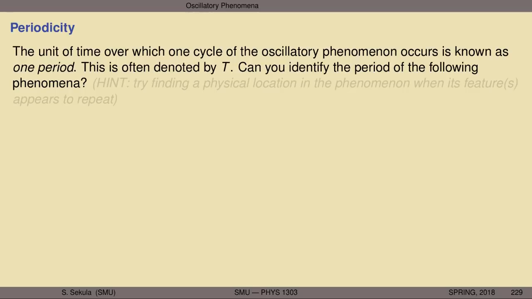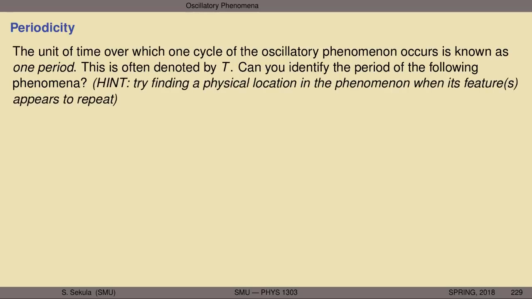So all we really have to do for an oscillatory phenomenon is understand one period of the phenomenon. And if it just repeats after that, we've understood everything about the phenomenon for all times. We only have to concentrate on understanding the behavior in one unit of time over which the phenomenon cycles once, and that is the period. So can you identify the period of the following phenomena? And to give you a hint on this, try finding a physical location in the pictures that I'll show you. Identify what the phenomenon is, and identify a location in the picture when the feature of the phenomenon appears to repeat.